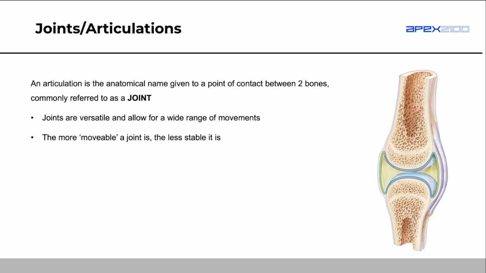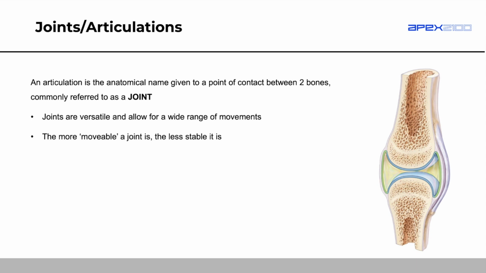So depending on the joint that we're talking about, there can be a lot of movement going on at that joint. And we've also got joints where not much movement or no movement takes place. So the more movable a joint is, the less stable it is. And you can think about that in reference to the shoulder. The shoulder joint is probably the most movable joint. It can move a lot. There's a lot of range in your shoulder.